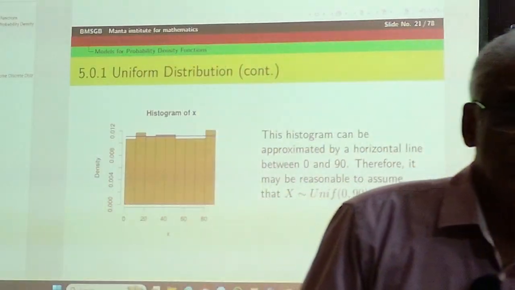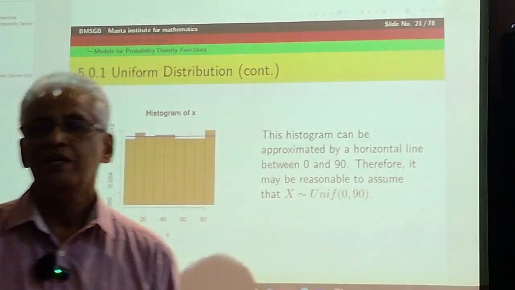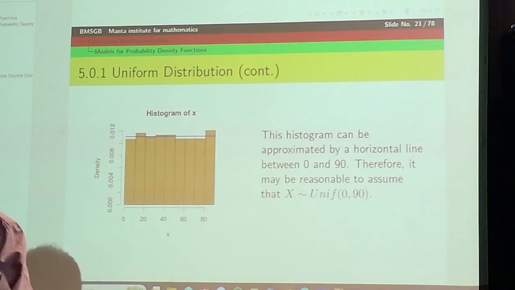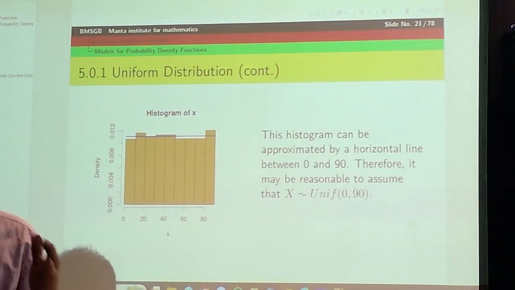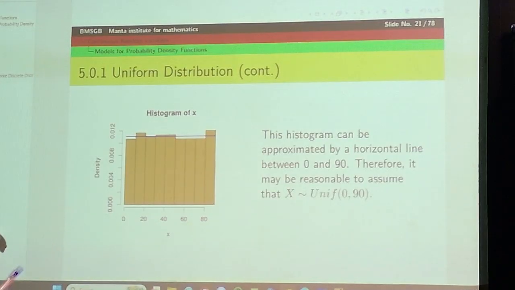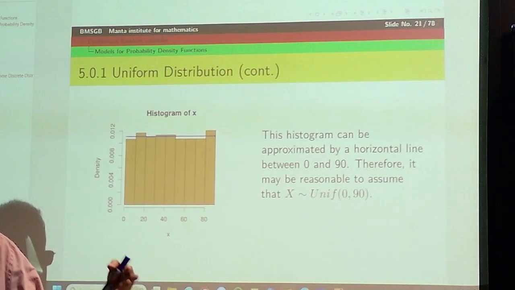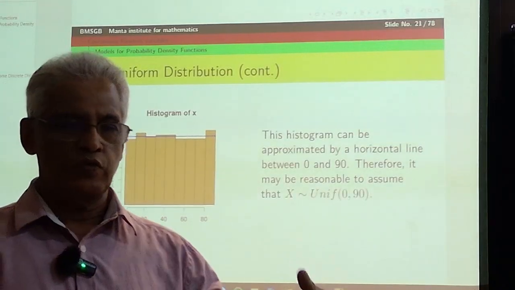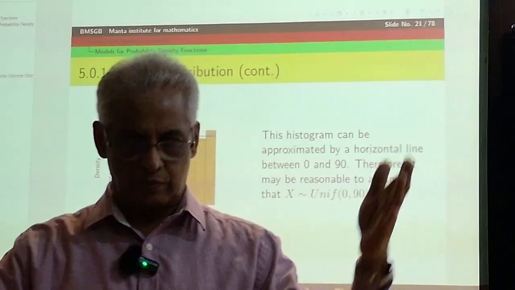When you say X has a uniform distribution, it doesn't mean the actual distribution is exactly a uniform distribution. That's only a model. So you have to find out, okay, uniform what? When you say uniform, again, there is a family of uniform distributions.